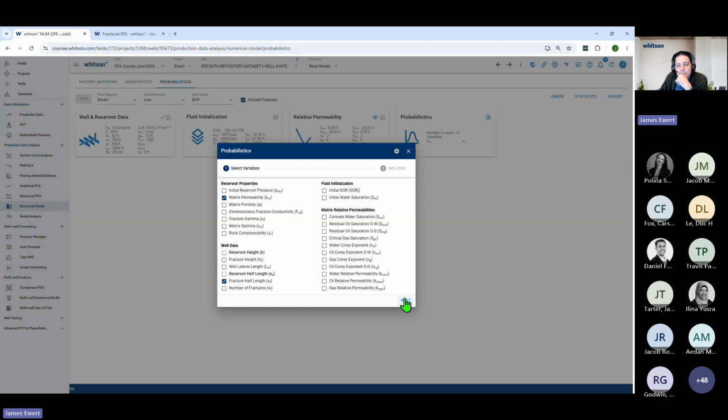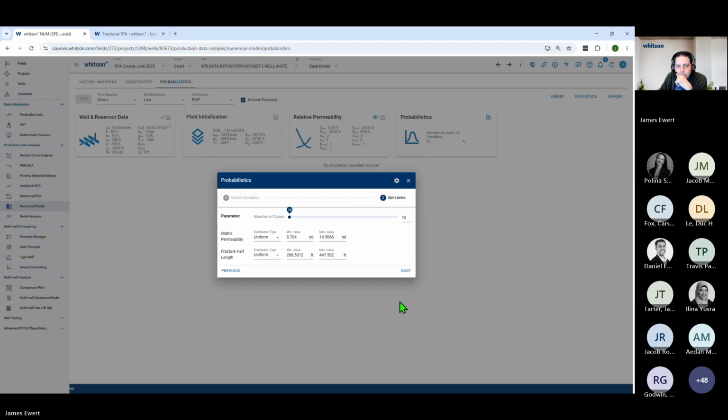I'm gonna click next. This is where I put my distributions in. Very commonly, what I don't like to do is to stack my parameters, right? I don't want to stack my height, fracture half-length, permeability, initial pressure, all of these things. Doing probabilistics on initial pressure is kind of crazy, actually. So I want to see how everything's moving together. And so very commonly, I'll use 2, maybe 3 parameters when I run probabilistics.